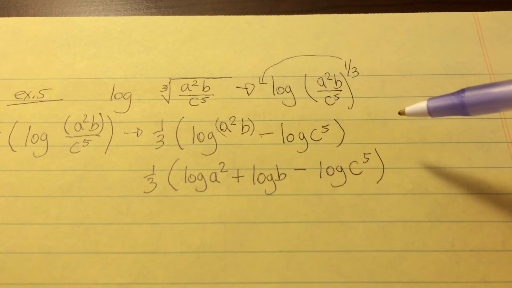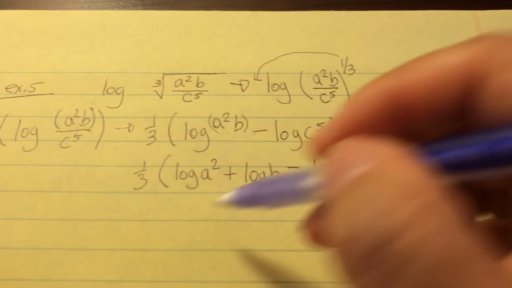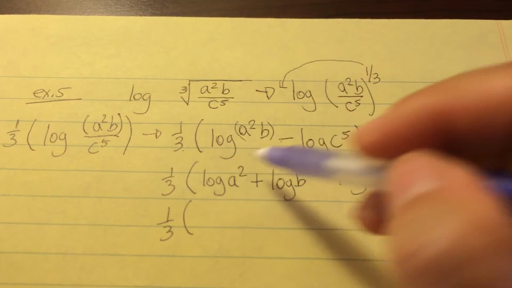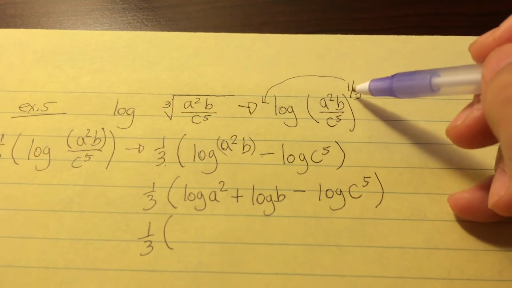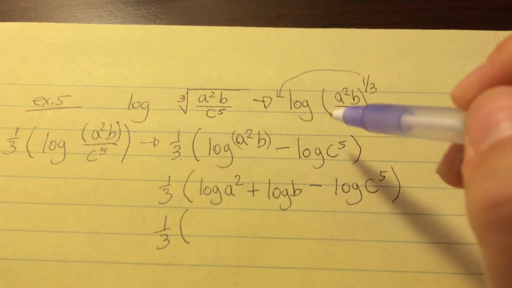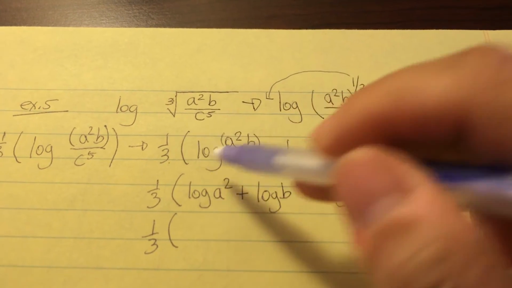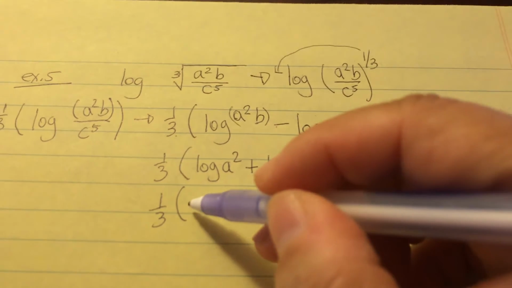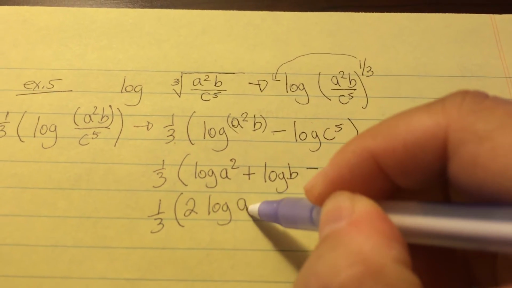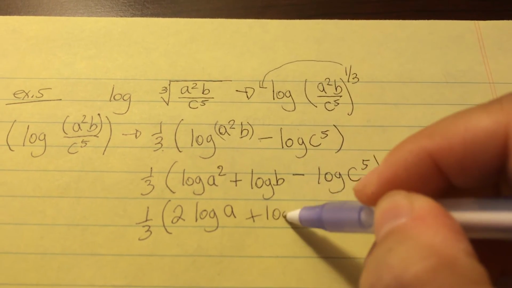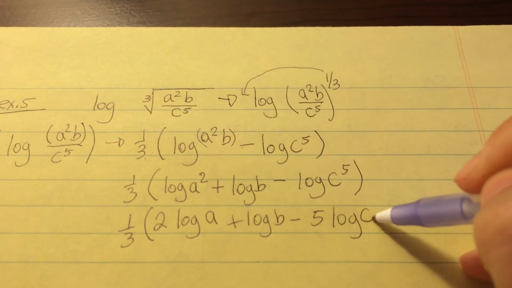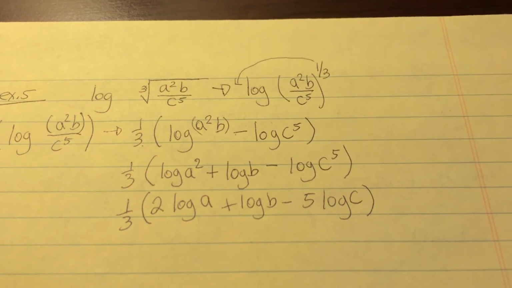Now I can move the powers to the front. So notice that the 1/3 is out here, with parentheses for all of them, because technically this 1/3 belongs to all of this right here. If you don't do the parentheses, you're not going to get the correct answer. So make sure you put parentheses around all of that. So let's bring the 2 to the front. So we have 2 log a plus log b minus 5 log c. Okay, is there anything else I can do?